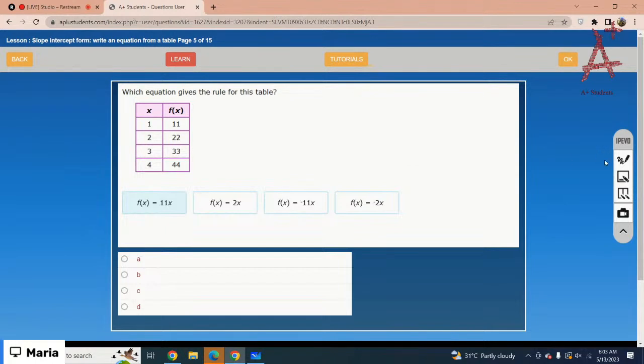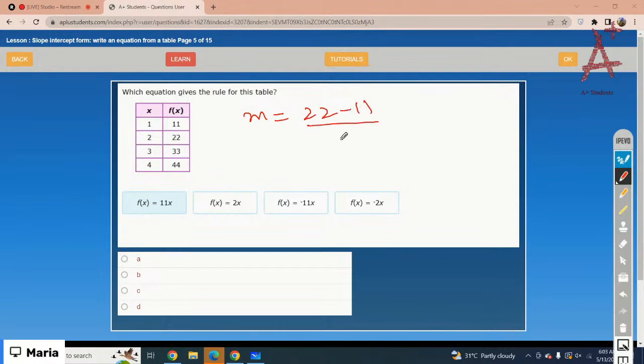Okay, just calculate the slope and the y-intercept. So the slope would be 22 minus 11 over 2 minus 1. 22 minus 11 is 11 over 1. That means the slope of the graph is 11.